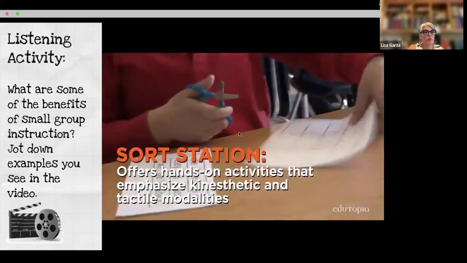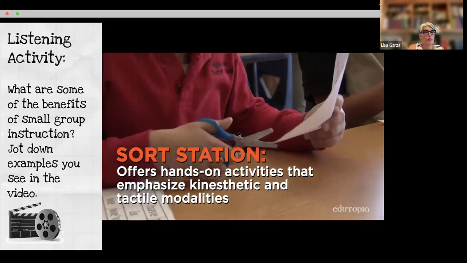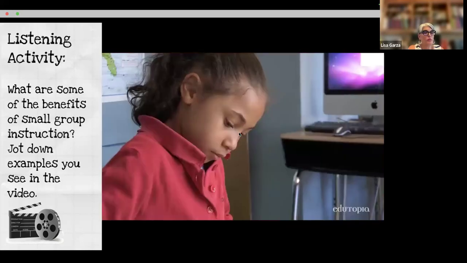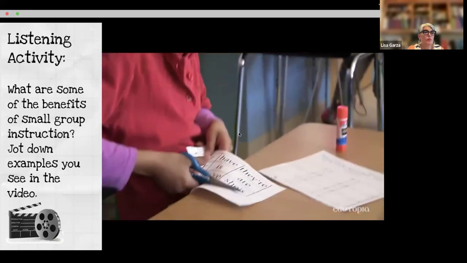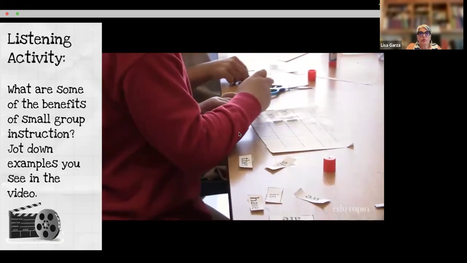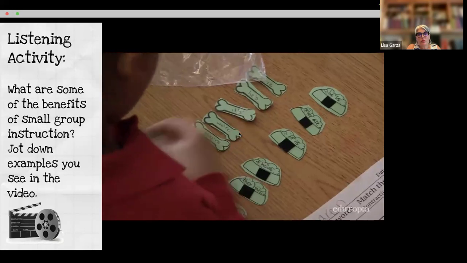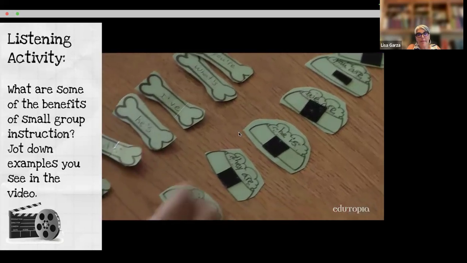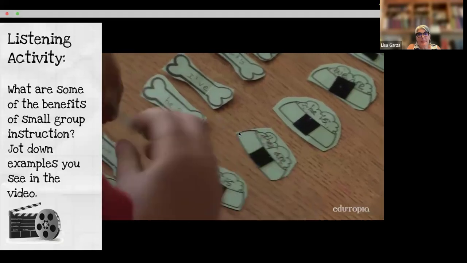Our sort station is more of a physical modality. They're using their bodies, which is so important for first graders. They need to move. Kids are cutting out the words, they're gluing them down. We have a contraction game. Just one is mixed up and then have to find the right pieces.